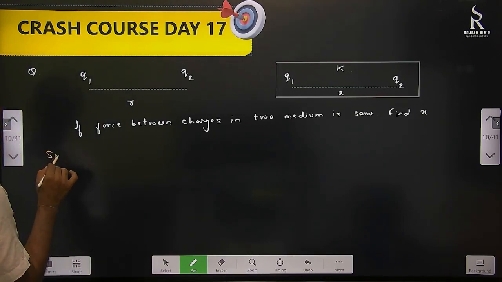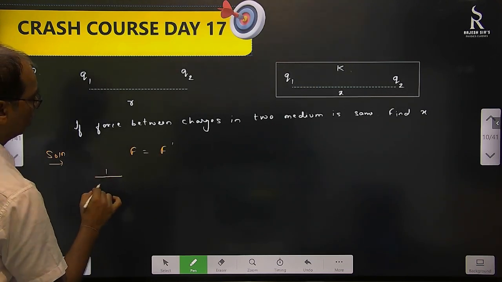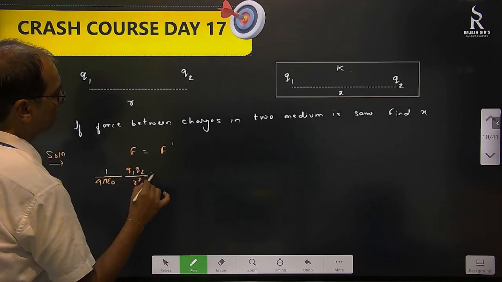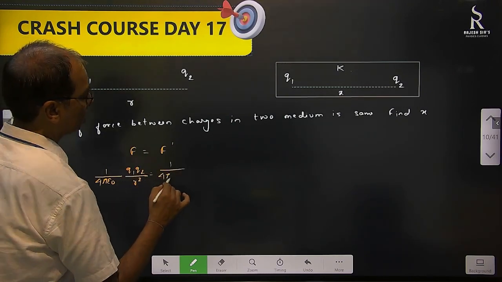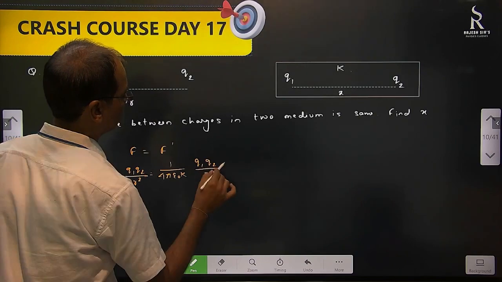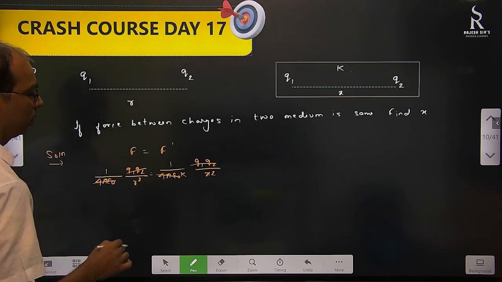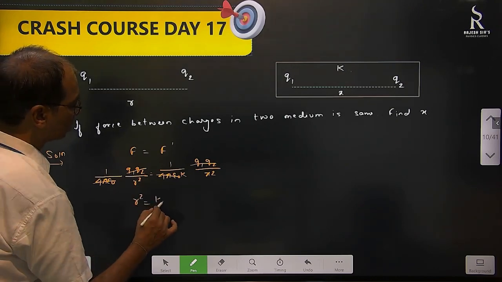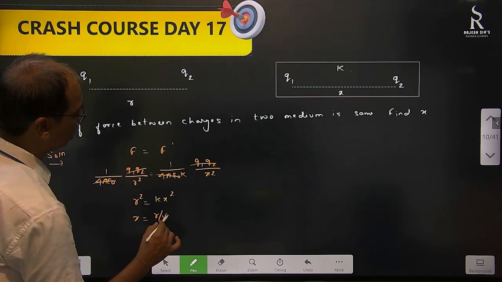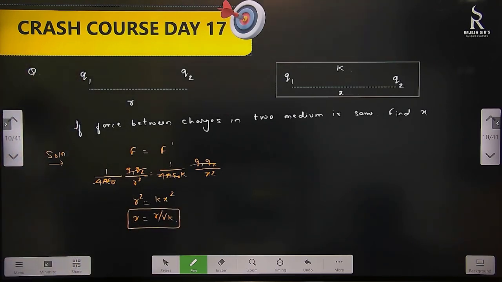So, okay, fine. So force is same. We are saying F is equal to F dash. F is again 1 by 4 pi epsilon naught Q1 Q2 by R square, and here it is 1 by 4 pi epsilon naught K Q1 Q2 by X square. This 4 pi epsilon naught cancels. So what we have? R square equal to K X square. What is asked? X. So X is equal to R by root K. Okay, X is equal to R by root K.